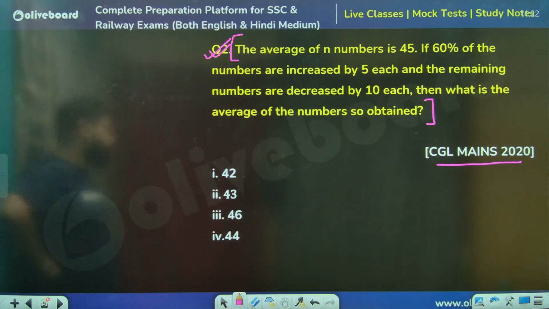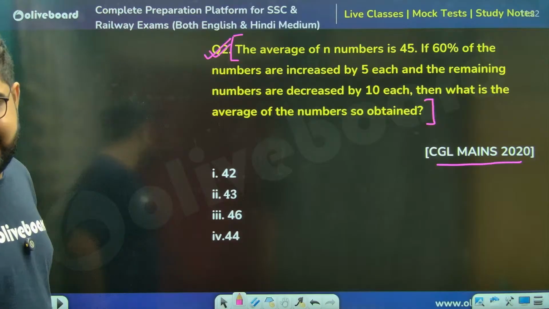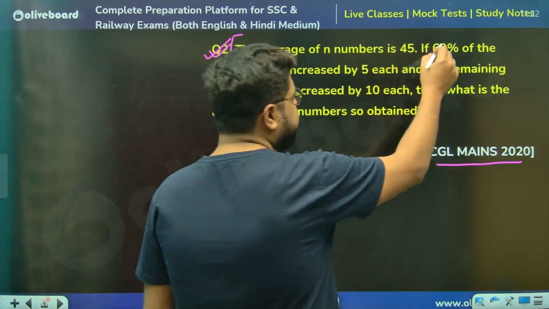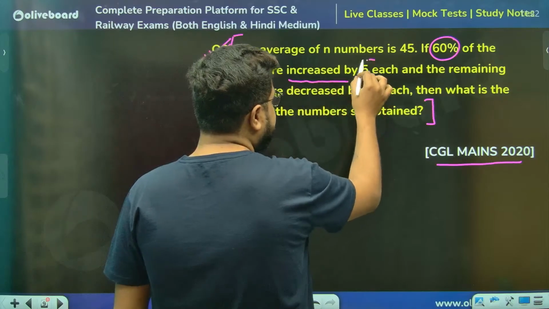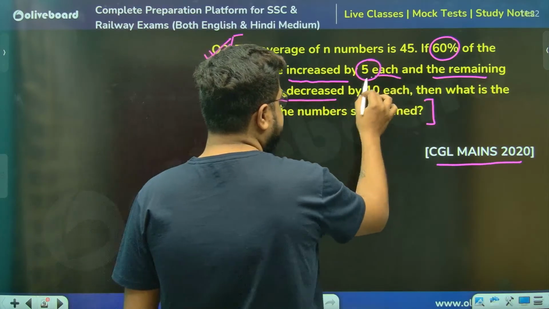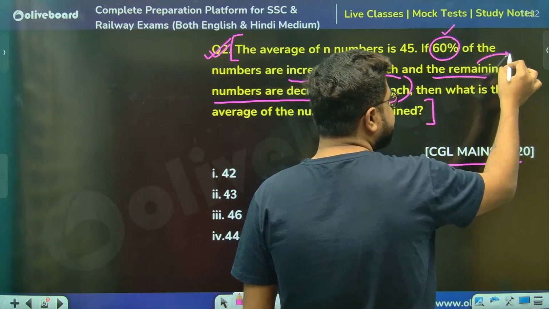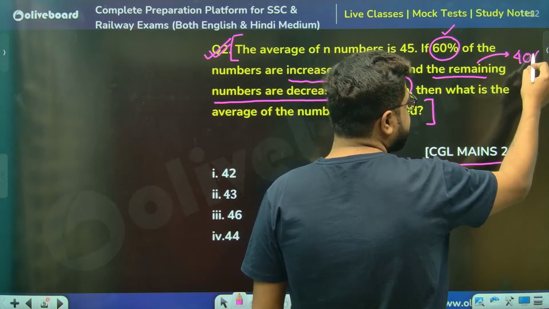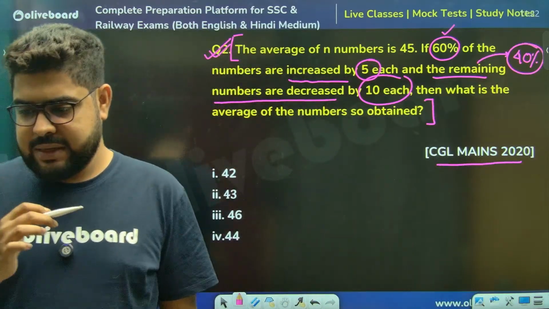The average of n numbers is 45. If 60% of the numbers are increased by 5 each and the remaining numbers are decreased by 10 each. Achha sir, the remaining, if it is 60%, how much will the remaining be, sir? You will say 40%. The total is always 100%.